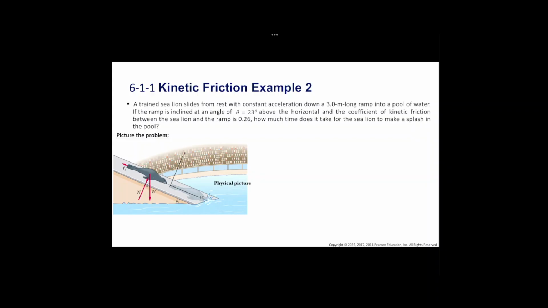Now the next step is to draw the free body diagram to find the forces acting on the sea lion. So this is the free body diagram. The normal force is always perpendicular to the surface, and the weight is always vertically downward, and the angle is theta. Therefore, we can find the x and y components of weight. The y component is W cosine theta. W is equal to mg, so it is mg cos theta, and the x component is mg sin theta, or W sin theta.